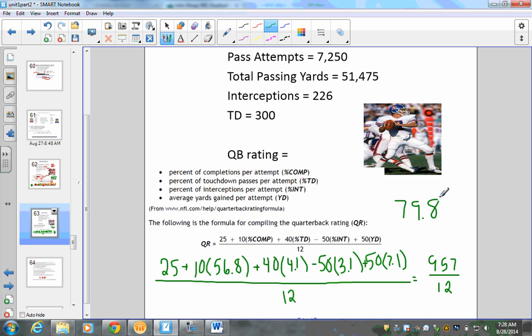When I divide all this out, I get a quarterback rating of 79.8, rounded. So that's how you do the formula for quarterback ratings. If you have any questions, let me know. Thank you for watching.